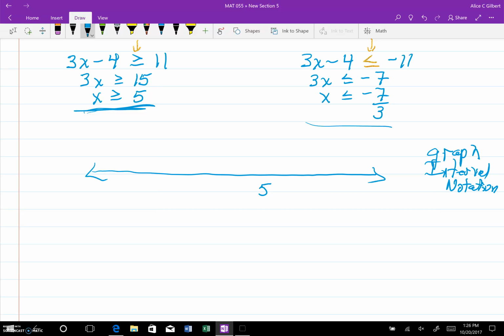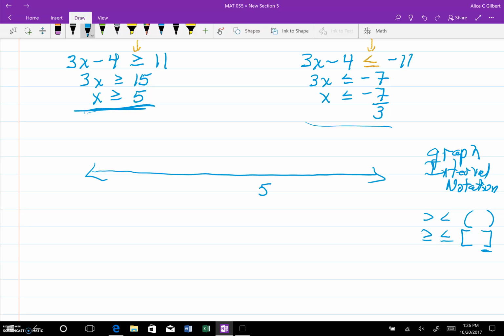So when we are doing interval notation, if we've got greater than or less than, we are going to use parentheses. If we've got greater than or equal to, or less than or equal to, we are going to use a bracket.